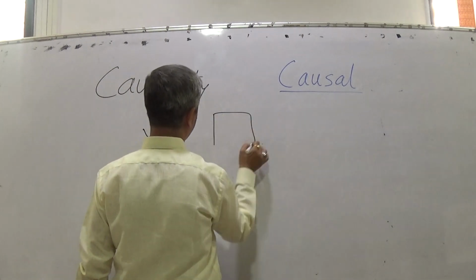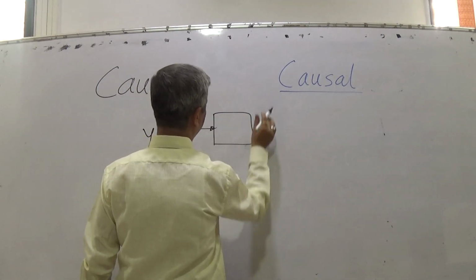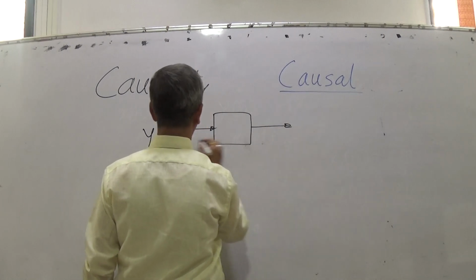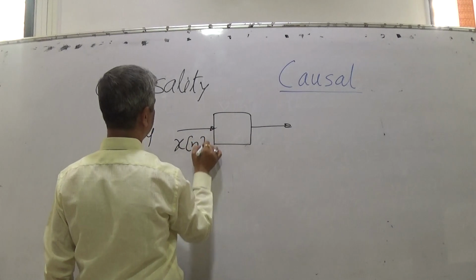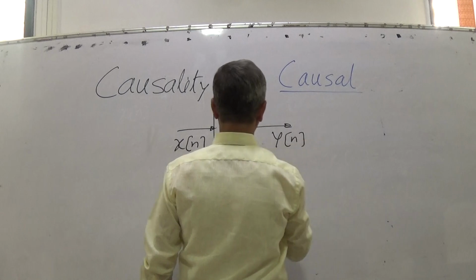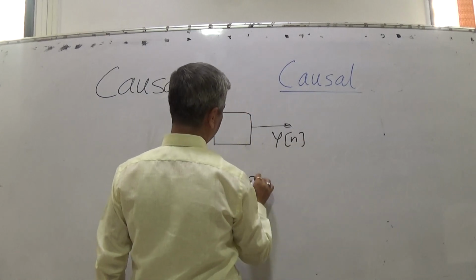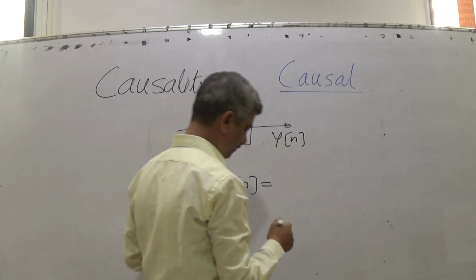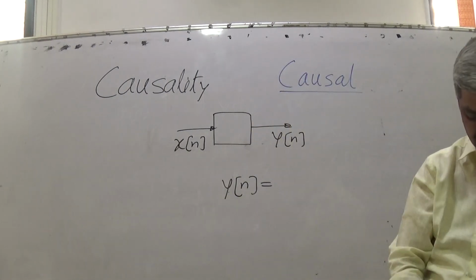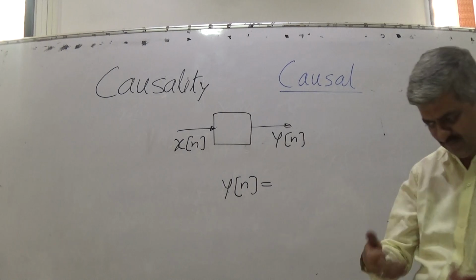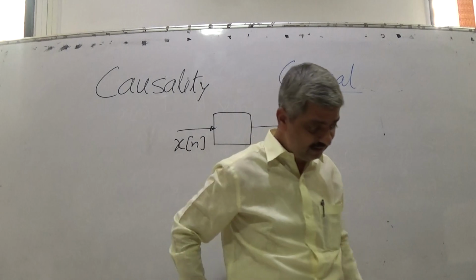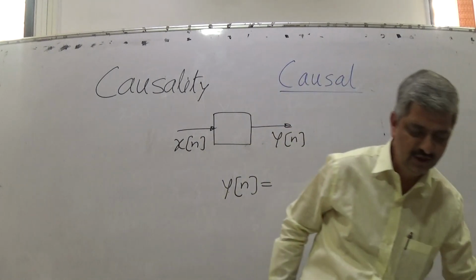I apply input x[n], and I obtain output y[n]. I'm giving a simple example, not a classical definition, which you can check in the lecture of Professor Gadre or in the book. See, there are various properties.